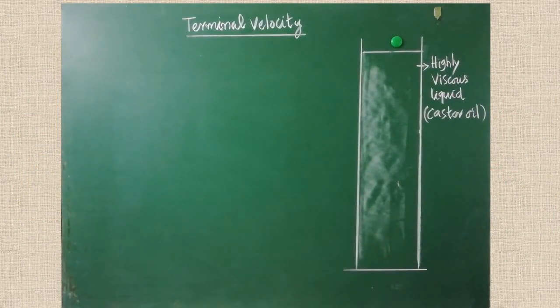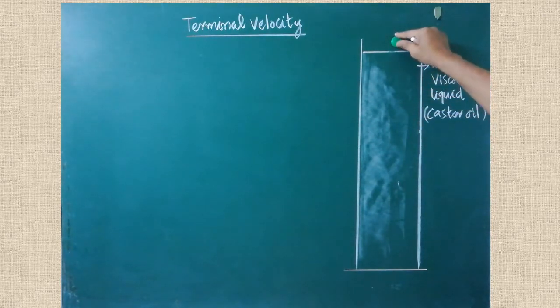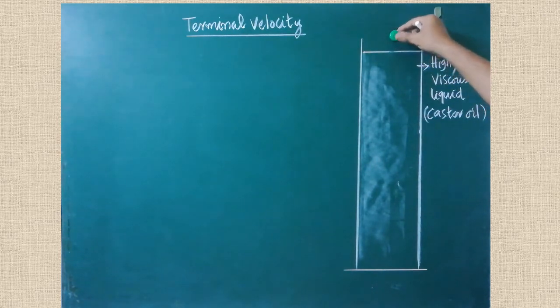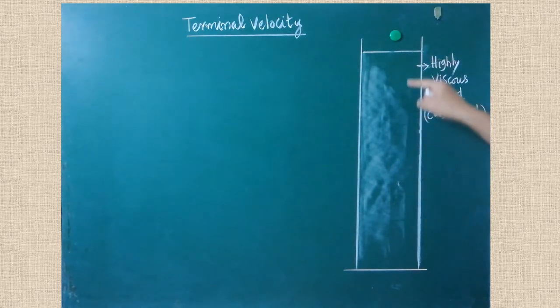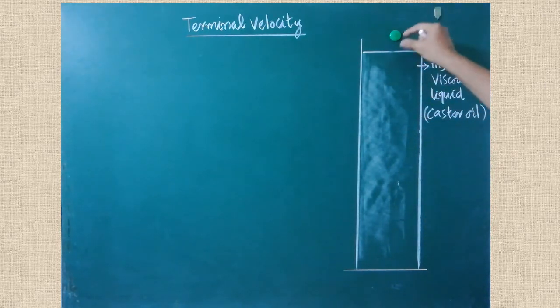Now, I will explain the meaning of terminal velocity. Let us imagine a tall jar in which a highly viscous liquid is filled. You can use either castor oil or glycerin. In that liquid, a small metallic sphere is to be dropped. Let us imagine castor oil is filled here. As soon as it is dropped, what will happen now?